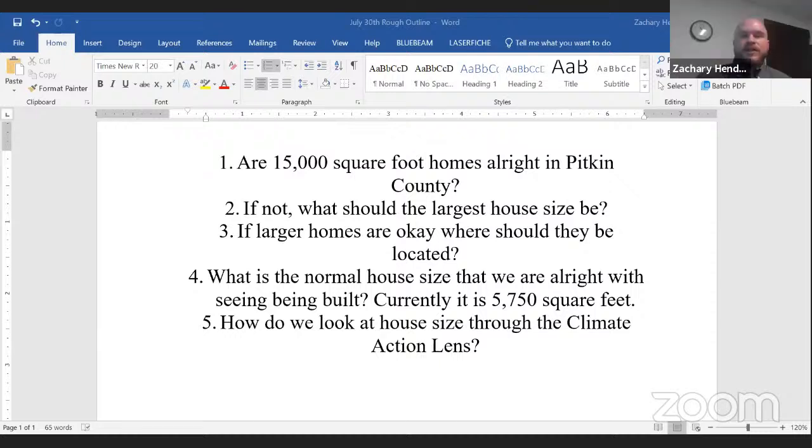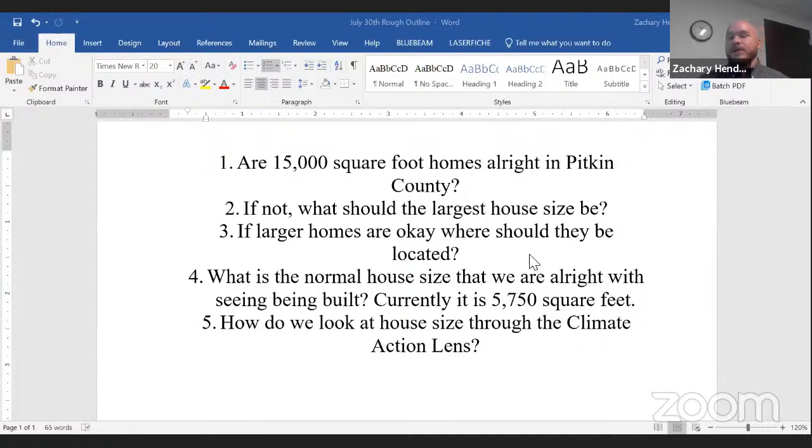I don't see anybody with their hand raised real quick. I don't want to say we definitely still need to address these three questions. I think we've heard a lot on both sides of the argument. But I just really wanted to address this fourth question.